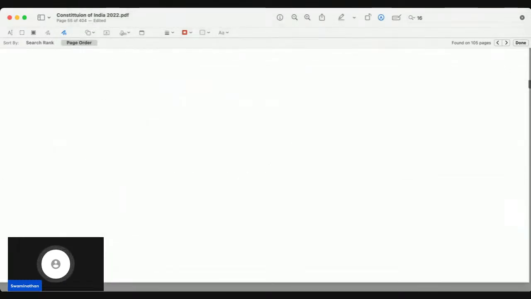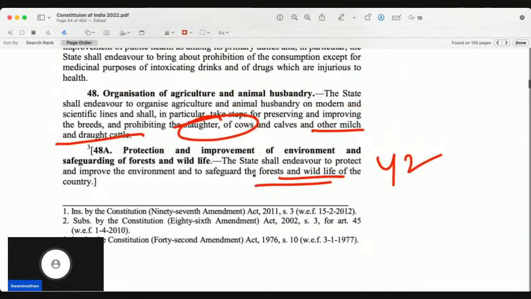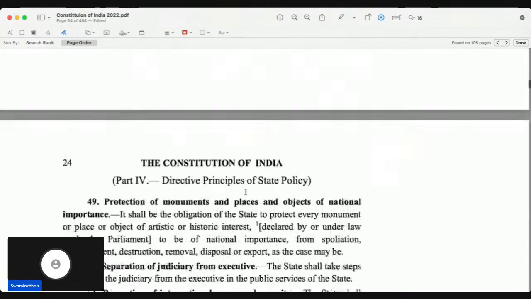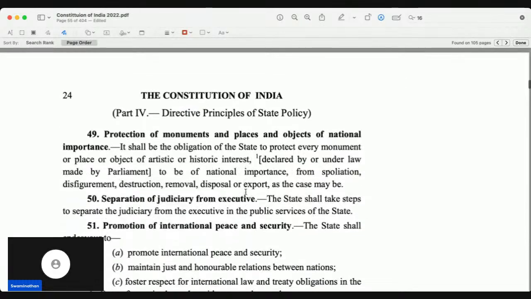But here under Article 48, it is talking about forest and wildlife of the country only. So this distinction you should note between DPSP and fundamental duty. Again, a similar and confusing article is Article 49. Article 49 says it shall be the obligation of the state to protect every monument or places of artistic or historical interest which has been declared by Parliament of national importance.